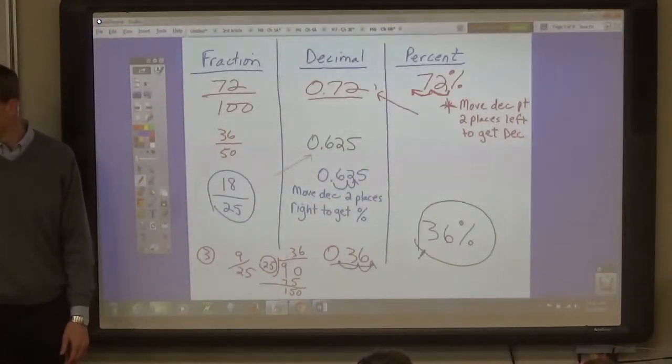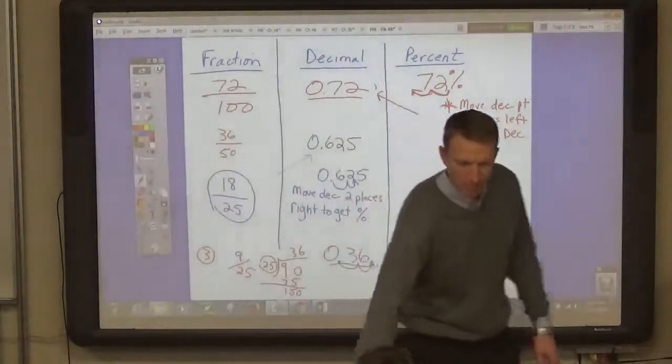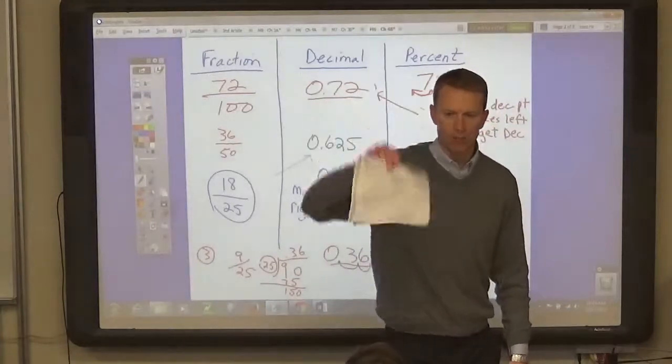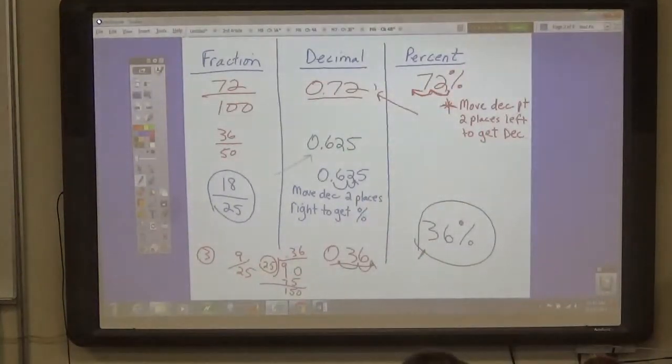Okay? All right, I want you to do this side, the reteaching side, for tomorrow. Just that side, the reteaching side. Finish the reteaching side. Uh-oh. That's not right.